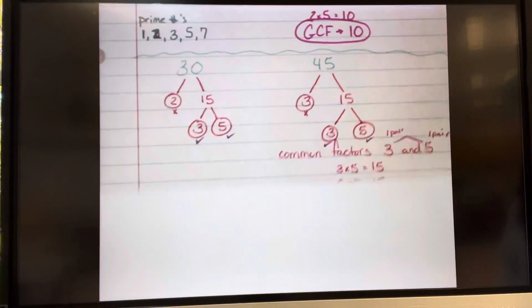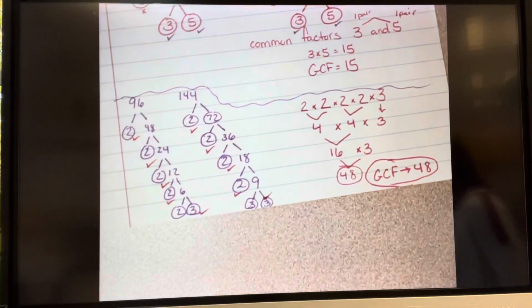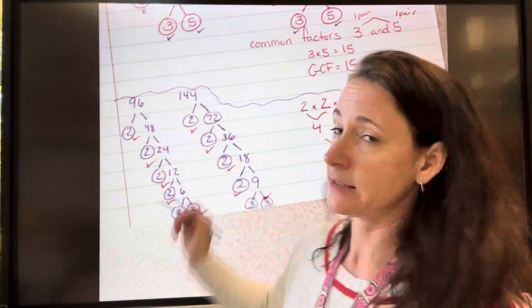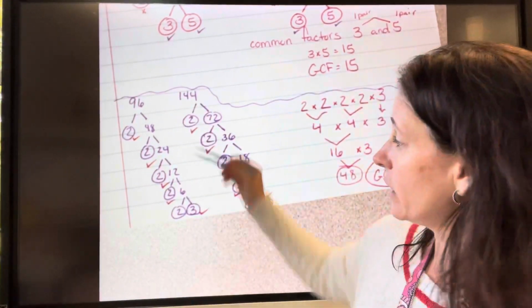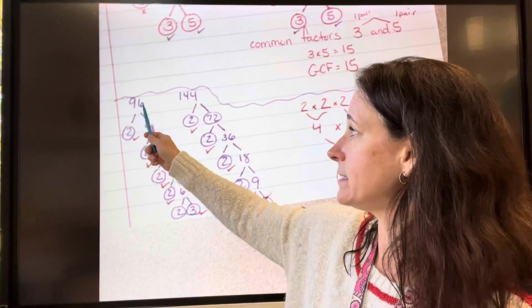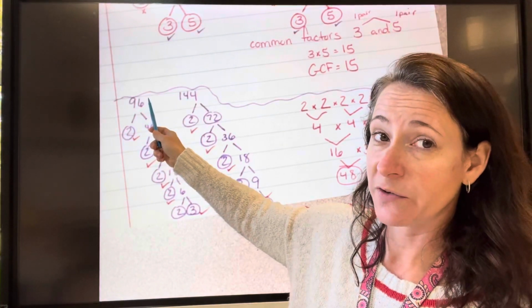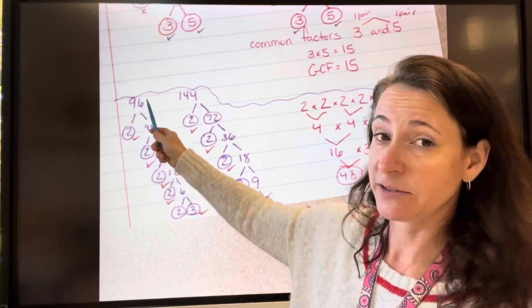And then I tried something a little crazy with an even larger number, just to show you guys how it would look with an even bigger number. So I have 96 and 144. It was quite a big factor tree. So 96 is an even number, so I know it's divisible by 2. That means 2 is a factor. 2 times 48 gives me that 96.